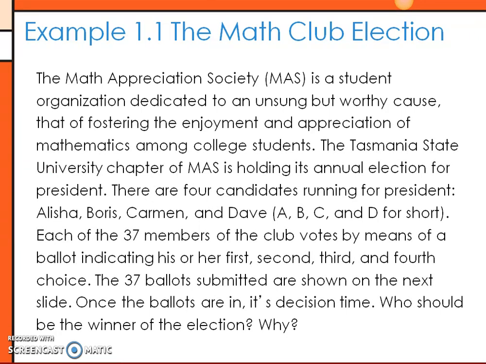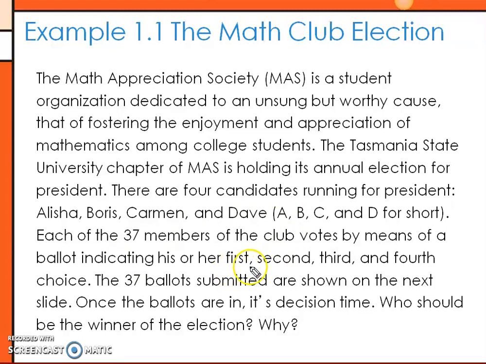What we want to look at first, though, is that a lot of times what they'll give you instead of the raw ballots is what's called a preference schedule. They tell you how many people voted for each thing. In this one, it looks like they're voting for the Mathematic Appreciation Society, the Tasmanian University chapter, which is holding an annual election for president. There are 4 candidates, A, B, C, D. It's convenient that their names start with A, B, C, D. And then there are 37 members of the club.